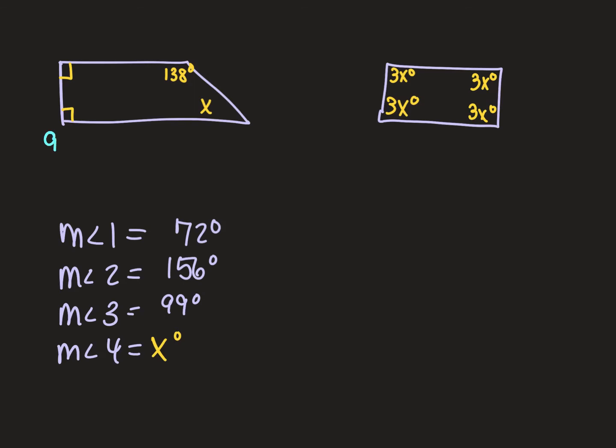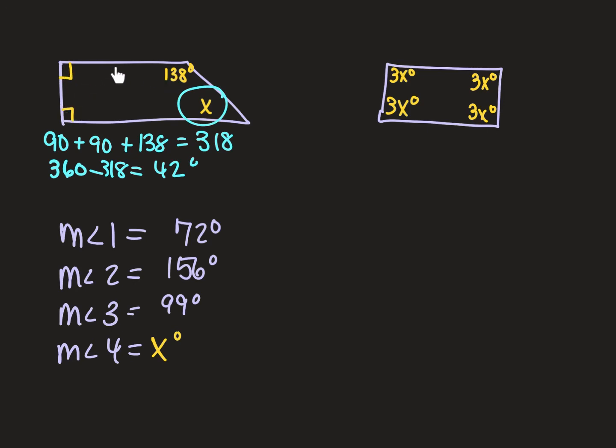add up 90 plus 90 plus 138, we get 318. Then we take 318 and subtract it from 360. That means our missing angle is 42 degrees. This guy right here is 42 degrees. So we're going to add up the 3 we know, and instead of subtracting from 180 like we did with triangles, we're going to subtract from 360.